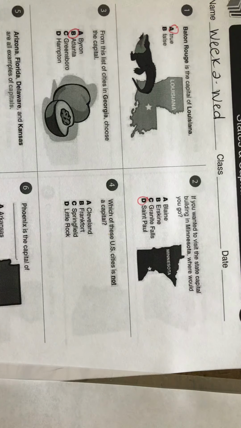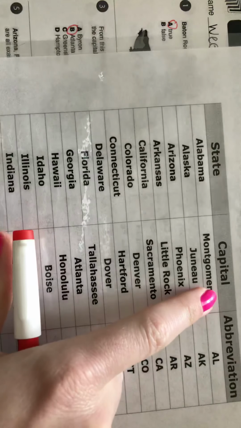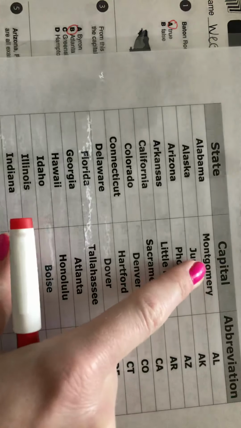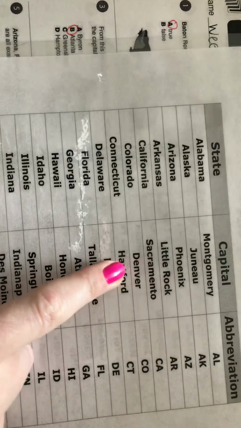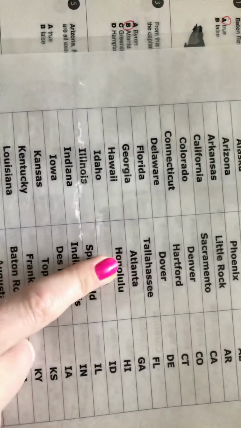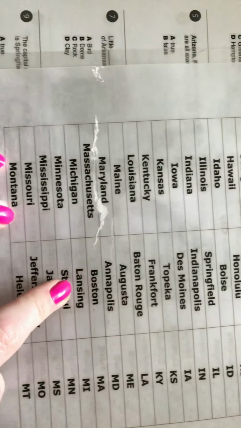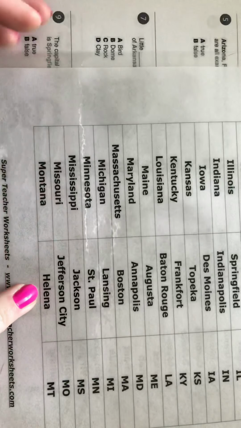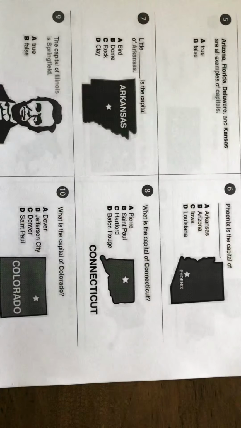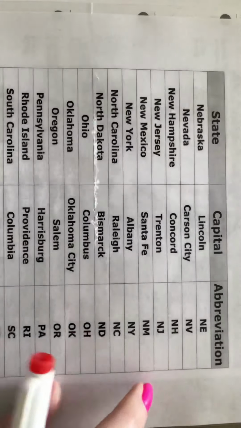Number 4, which of these U.S. cities is not a capital? Oh boy, okay. So we're going to go through each one. We're going to have to look at both sides of our list. All right, so Cleveland. We're going to look in our capital column, and we're just going to run our finger down and stop at any one that we see that starts with a C. That's kind of how I do it. Cleveland. Okay, so no on page 1. Let's flip it over.